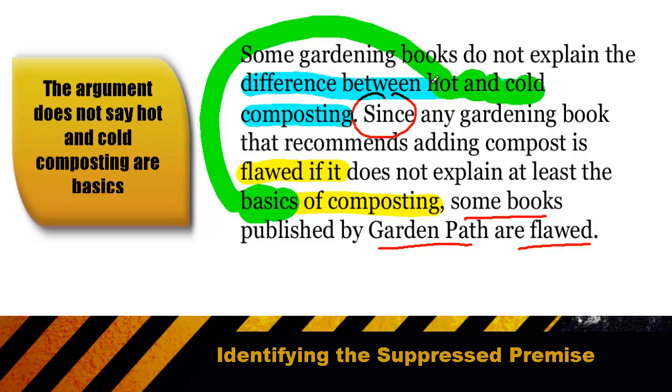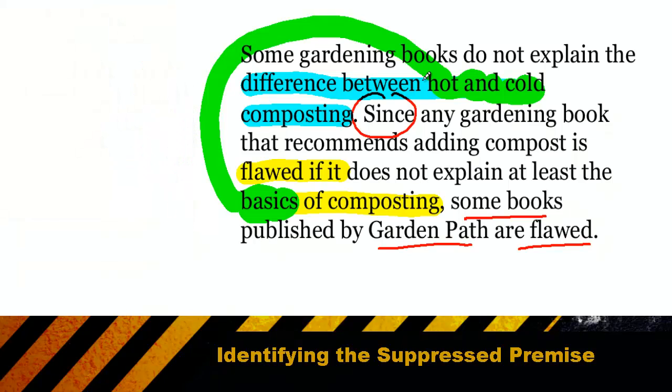That's what the argument is implying. If you wanted to support or strengthen the argument, you would reinforce the idea that hot and cold composting are basics. If you wanted to weaken the argument, you would point out that hot and cold composting are not basics.